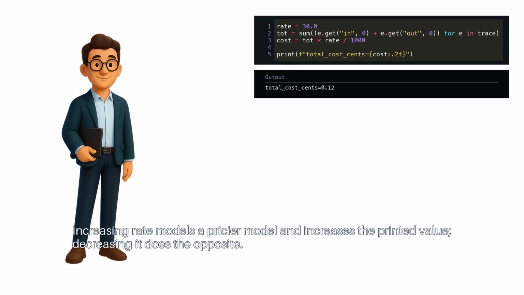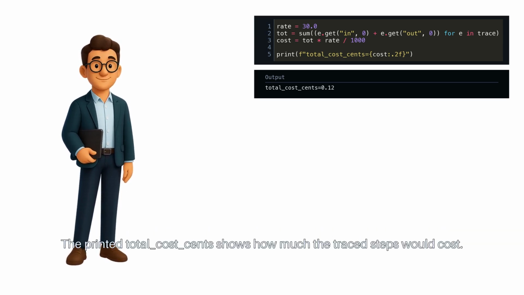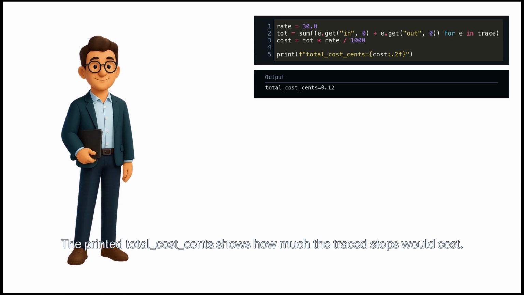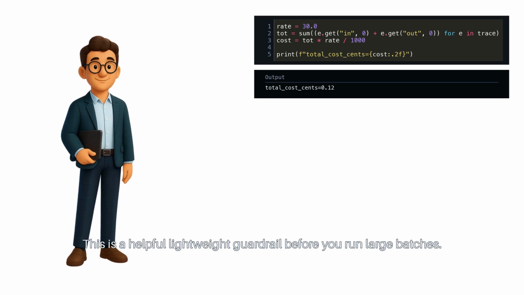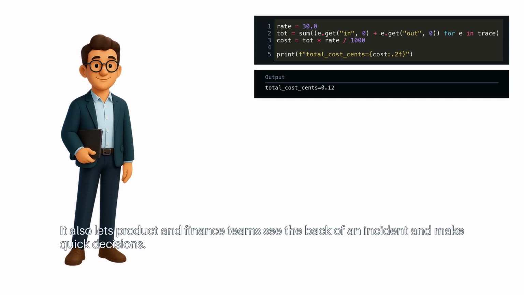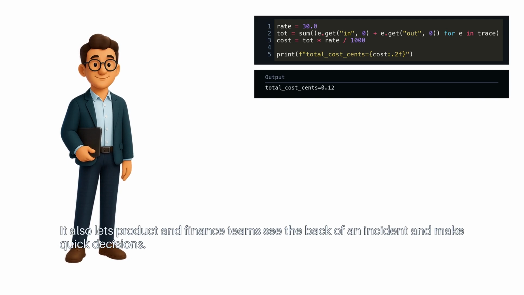Increasing rate models a pricier model and increases the printed value. Decreasing it does the opposite. The printed total cost cents shows how much the traced steps would cost. This is a helpful, lightweight guardrail before you run large batches. It also lets product and finance teams see the impact of an incident and make quick decisions.